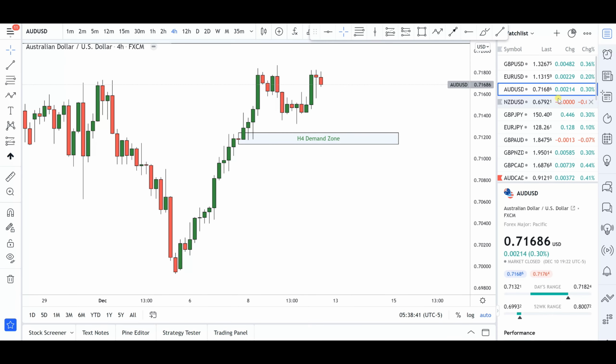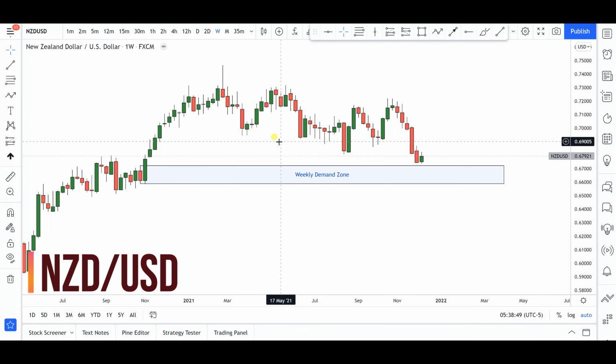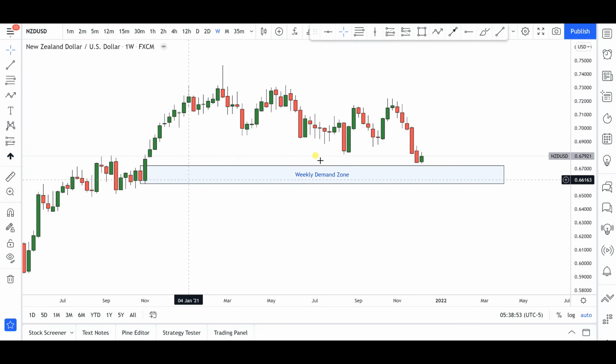Now, next up is going to be New Zealand US dollar. Now, in New Zealand US dollar, obviously we have this weekly level that I had mapped out. You can see price is now slowly stalling above that level. Do we get another push to the downside into this demand zone before the market takes off to the upside?